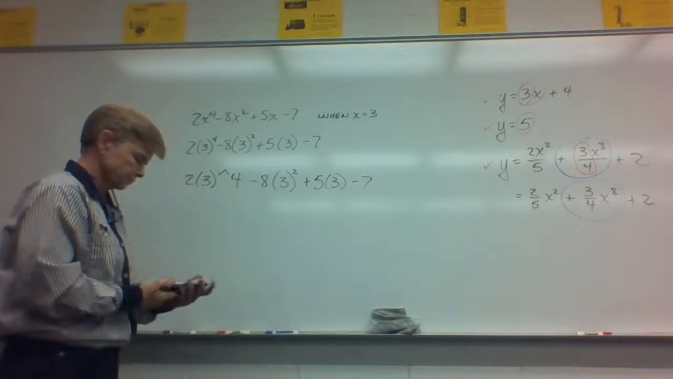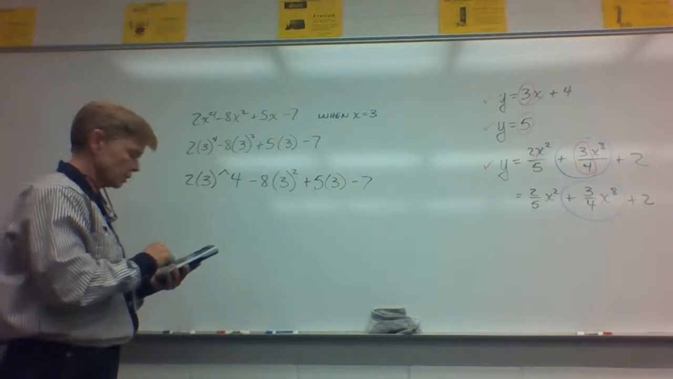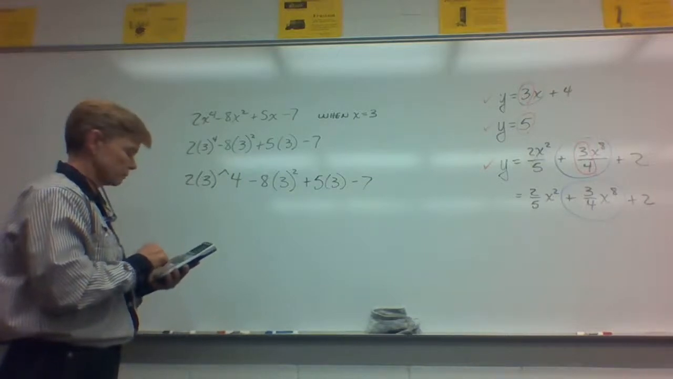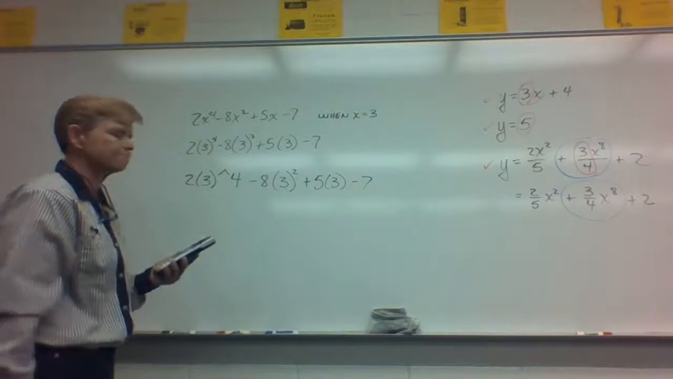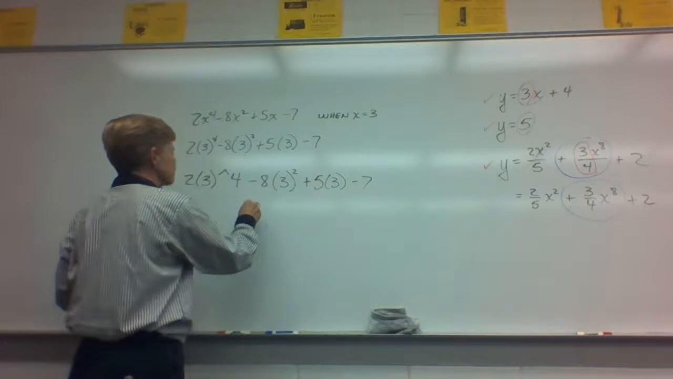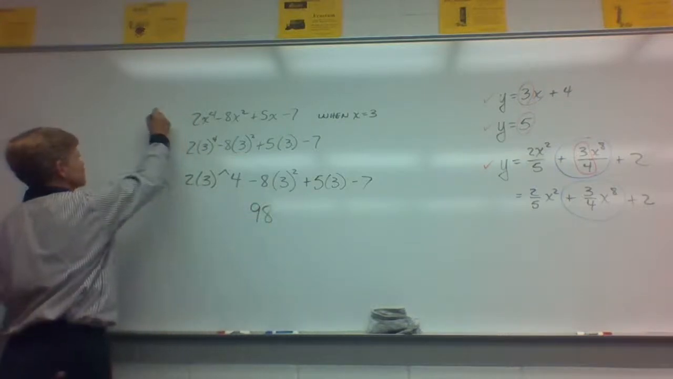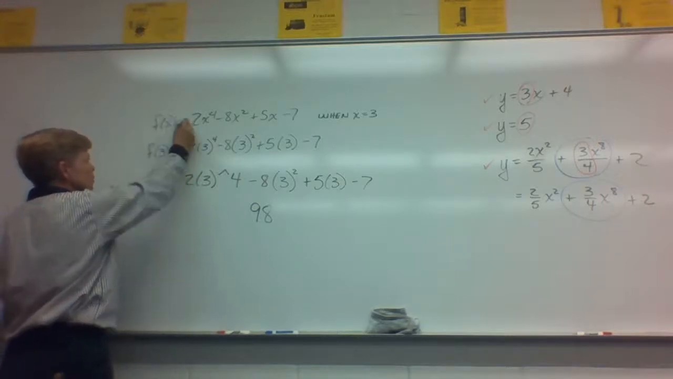2, parenthesis, 3, close it, raised to the 4th. Minus 8, 3, squared, plus 5, parenthesis 3, close it, minus 7. What are you getting? 98. 98. What you found here, folks, believe it or not, is this polynomial, which was written f of x, this is f of 3. That's what you're really doing if you want to know the notation.